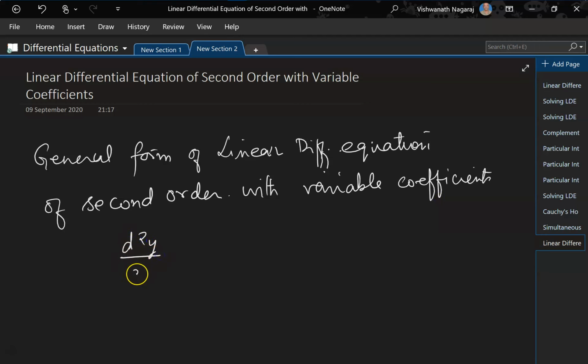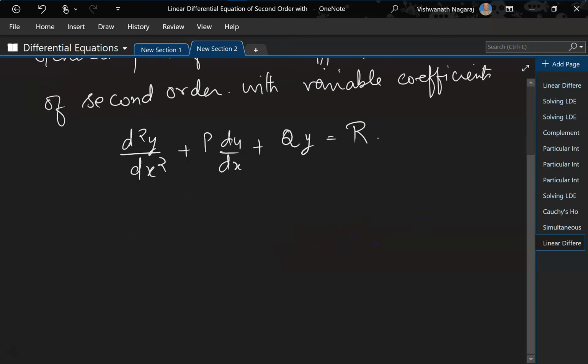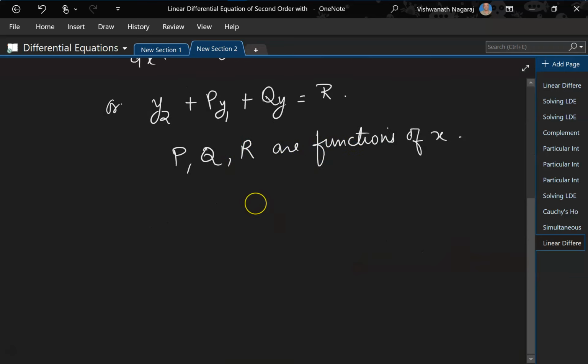So it looks like d square y by dx square plus p dy by dx plus qy is equal to r, or it could also be written as y2, where 2 represents the second derivative, plus p y1 plus qy is equal to r. Now here p, q, r are functions of x. Okay, there are various methods. So let's look at the first one.